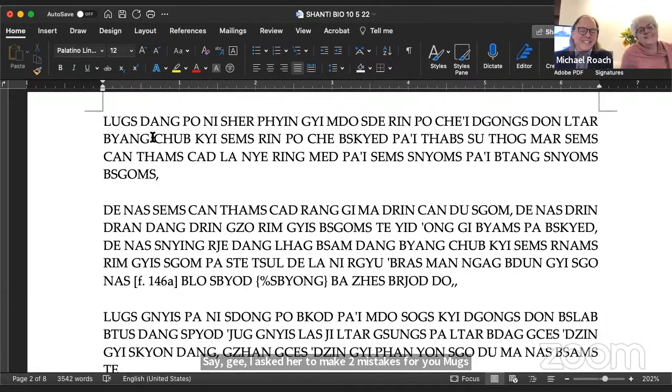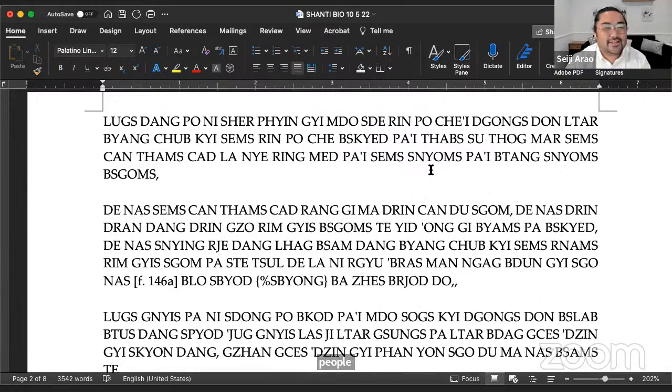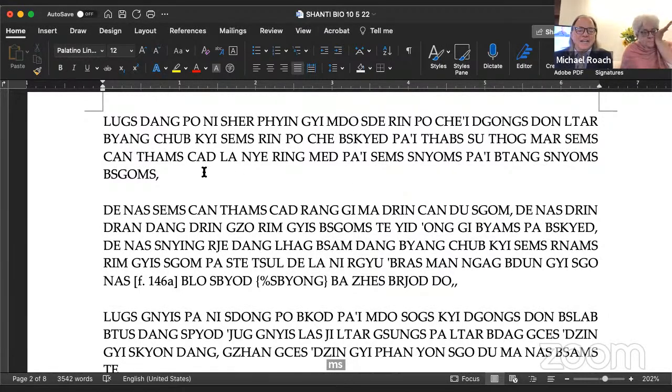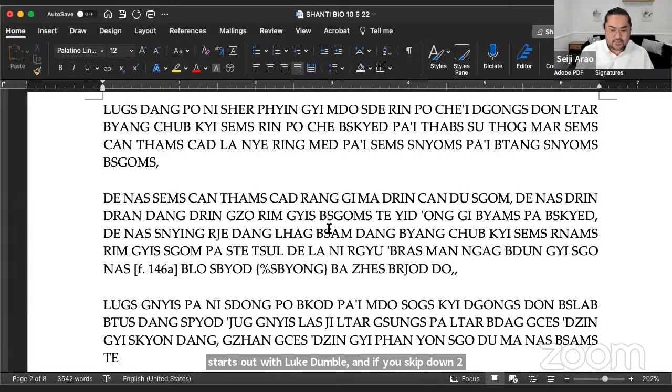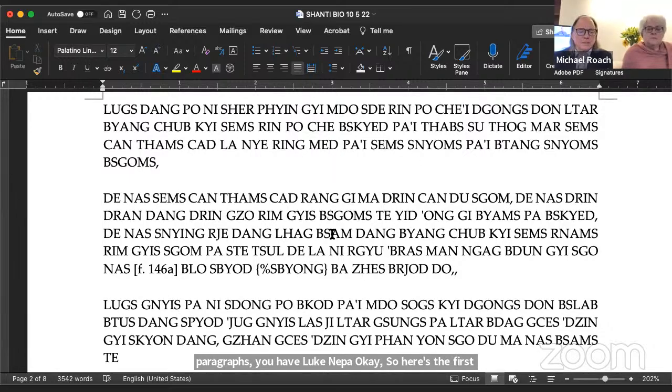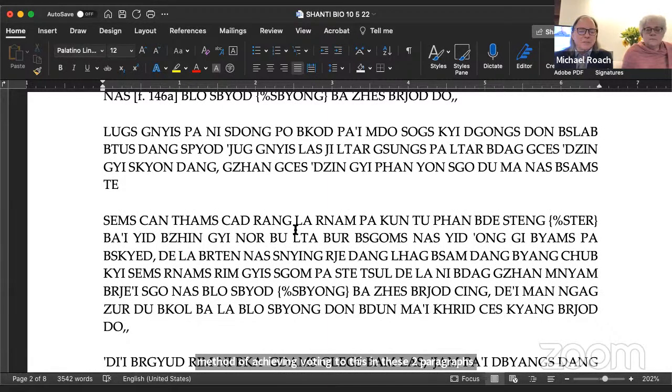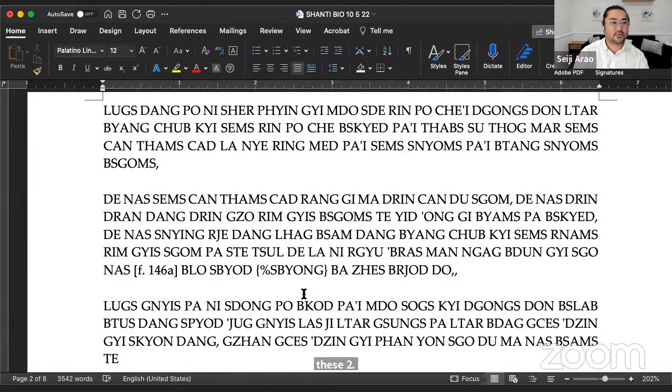Danponi share chin ki donde Rinpoche gong dun tarjong chuki sem Rinpoche kepe tabsu tokmar sem chen tamchila nearing mepe sems snyons pay taknyom gom. Okay. By the way, this sentence starts out with Luk Dumbo. And if you skip down 2 paragraphs, you have Luk Nipa. So here's the first method of achieving bodhicitta in these 2 paragraphs. And then the second method is going to be covered in these 2 paragraphs. You guys are going to recognize it when we hit it.